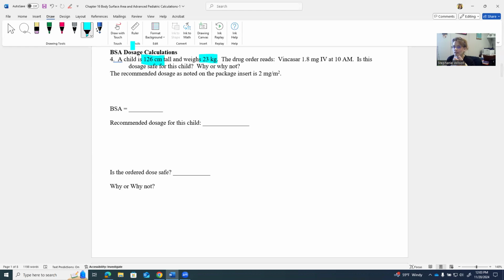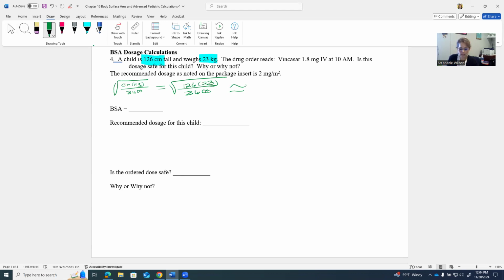So centimeters and kilograms go together. So we're going to use the formula of centimeters times kilograms, all divided by 3,600. So we got 126 times 23 divided by 3,600, and we're going to take the square root. So let's type this in our calculator. I'm going to go ahead and use that because we're going to round unless it just comes out nice and pretty. So clear your calculator out.